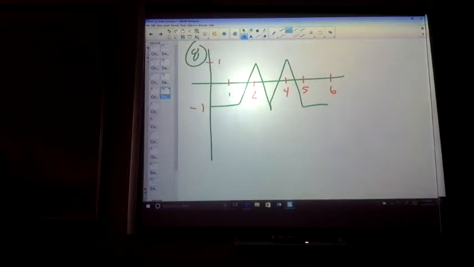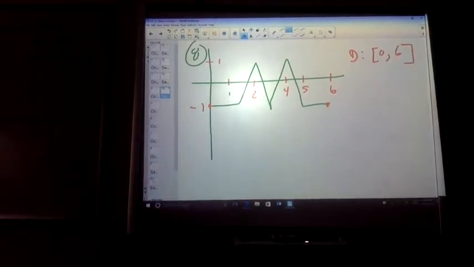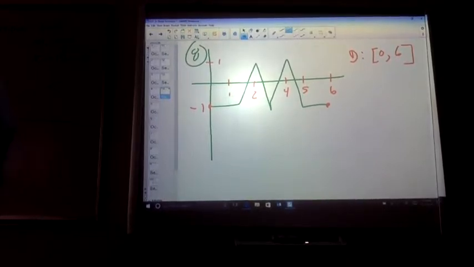I don't see arrows at each side, and I don't see open dots, so I think that we have a dot here that we're not seeing and a dot here. So that means that my domain is going to go from 0 to 6. The reason I'm saying that is I don't see arrows that are pointing out. So I feel that this graph starts and stops for whatever reason.